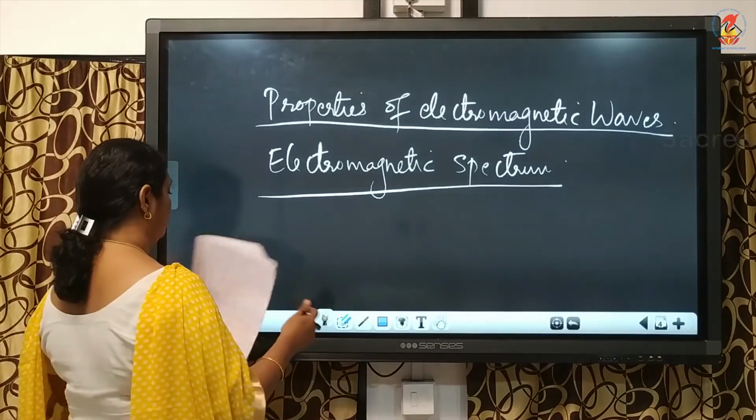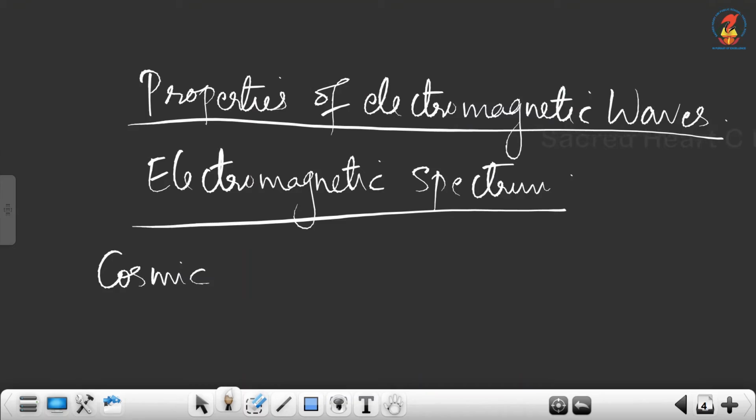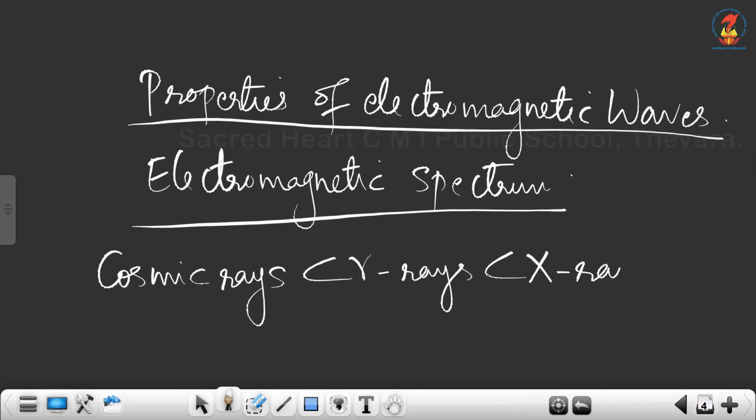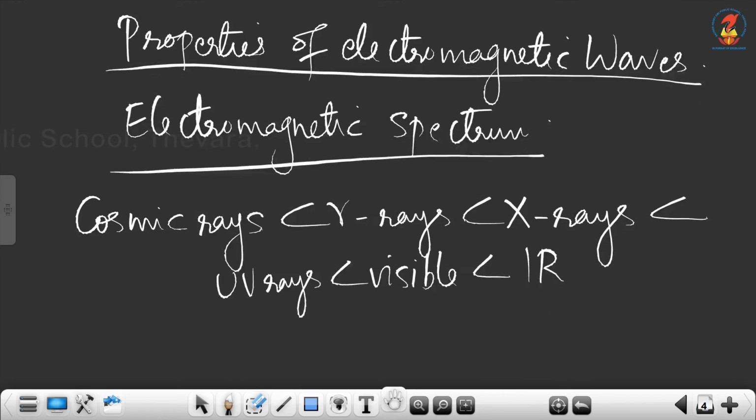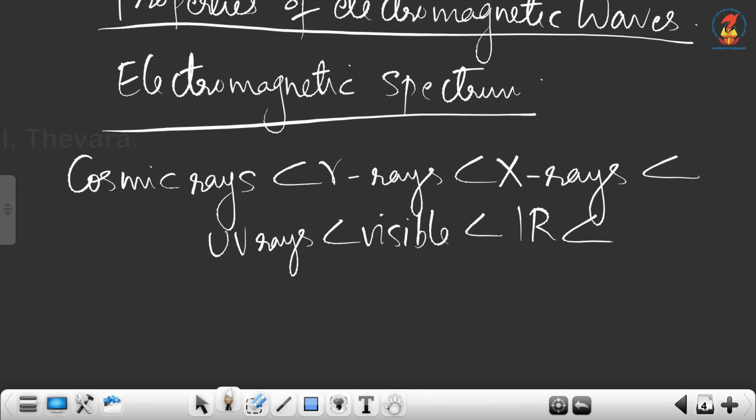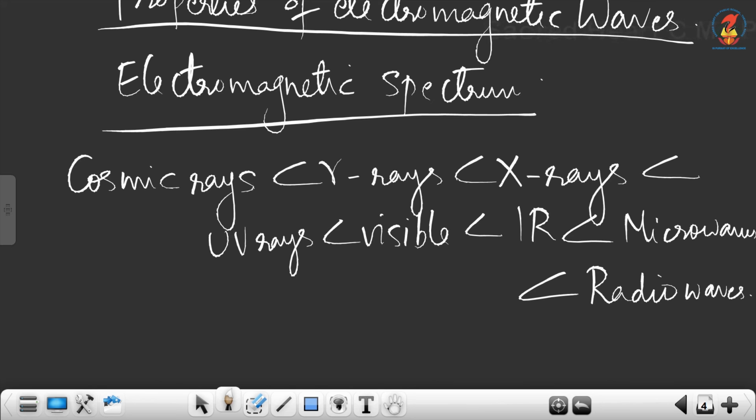I'll write the names, arranging in increasing order of wavelength. Cosmic rays less than gamma rays, less than X rays, less than UV rays, less than visible, less than IR, infrared rays, less than microwaves, and less than radio waves. So these are the different radiations present in the electromagnetic spectrum in increasing order of wavelength.